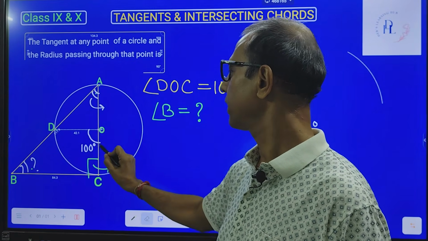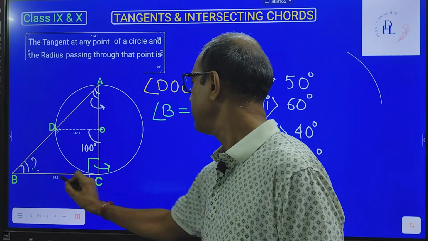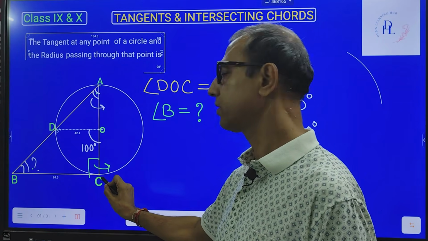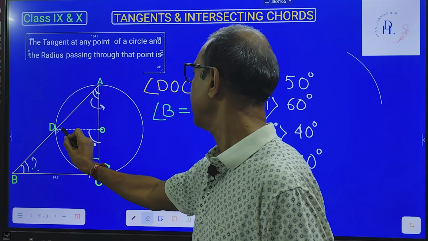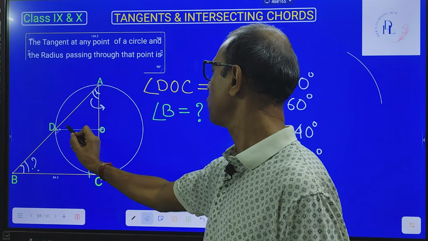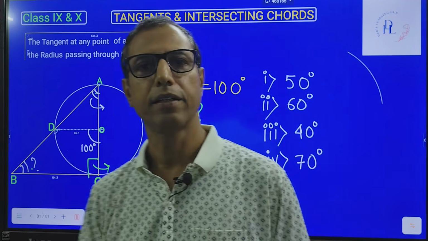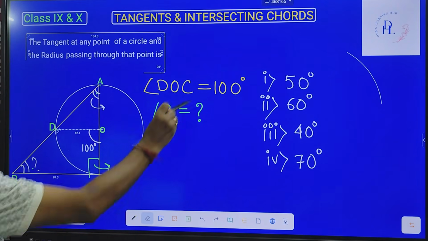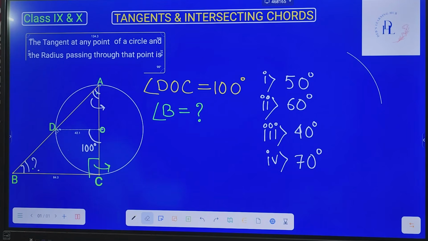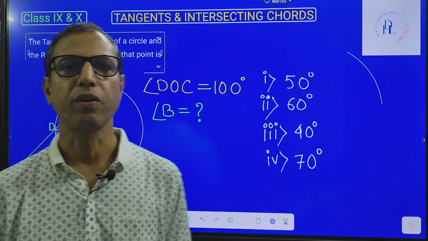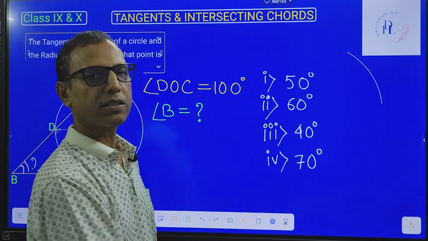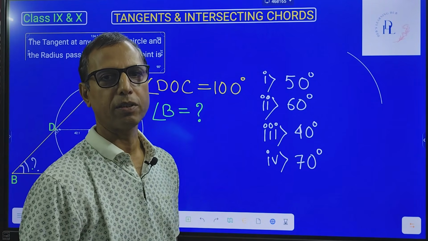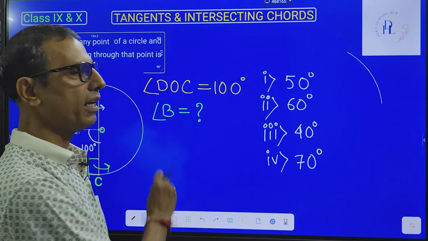This is a circle where the center is O, BC is a tangent at point of tangency C, and OD is the radius. Angle COD or DOC is 100 degrees. That is already given, DOC equals 100 degrees. Now you need to find the value of angle B. There are four options given: 50 degrees, 60 degrees, 40 degrees and 70 degrees. You need to find any of these four. MCQ, right? So how will angle B be found?